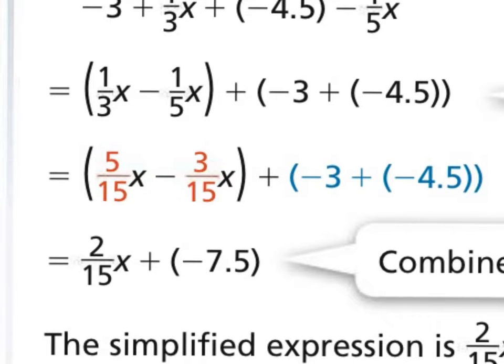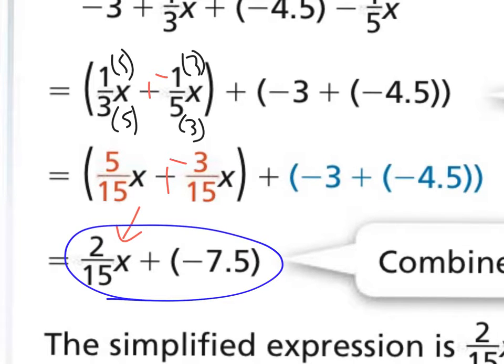Anytime we're adding or subtracting, we need to get a common denominator. So with 3 and 5, the common denominator would be 15. Once again, the book didn't add the opposite here. I think that might be easier for us to see on most problems anyway. So anyway, you combine the x's, you get 2/15 x, and then on the constants, negative 3 plus negative 4.5 would be negative 7.5. So that would be our simplified expression then.